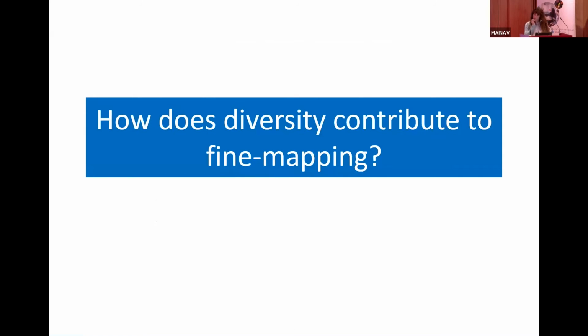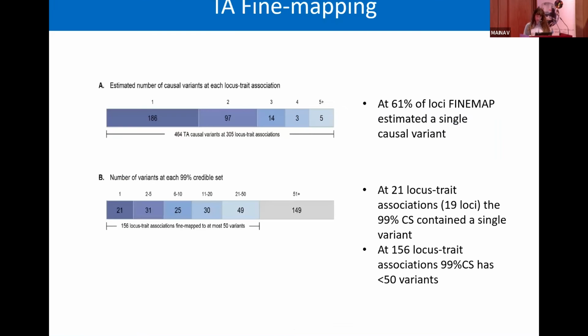So, how does diversity then help with fine mapping, or does it? To do this, we performed fine mapping using FINEMAP, and one of the advantages at the time was that FINEMAP doesn't assume that you have a single causal variant at the locus. In the first step, it estimates how many causal variants it thinks it has at that particular locus, and it estimated that about 61% of our loci were due to single causal variants. And then when we did the fine mapping, we have 21 loci where the 99% credible set is reduced to a single variant, so that's pretty good.